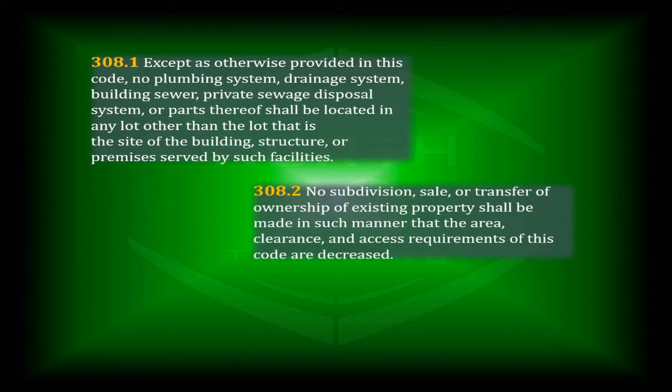308.2, no subdivision, sale, or transfer of ownership of existing property shall be made in such a manner that the area, clearance, and access requirements of this code are decreased.